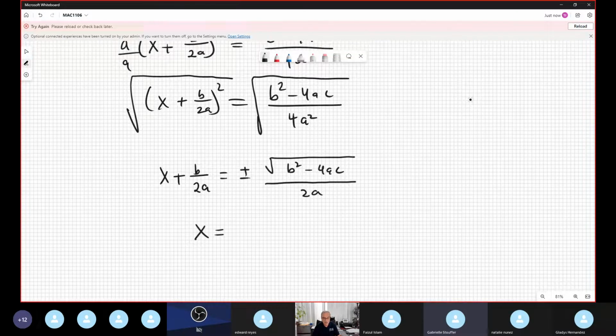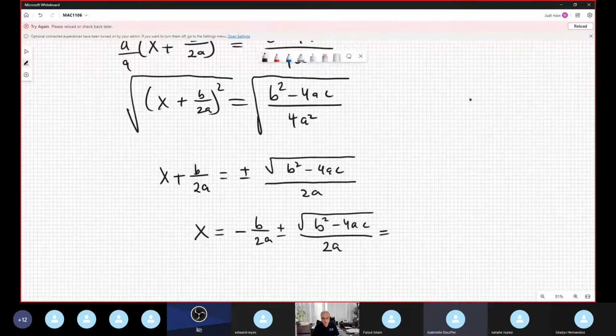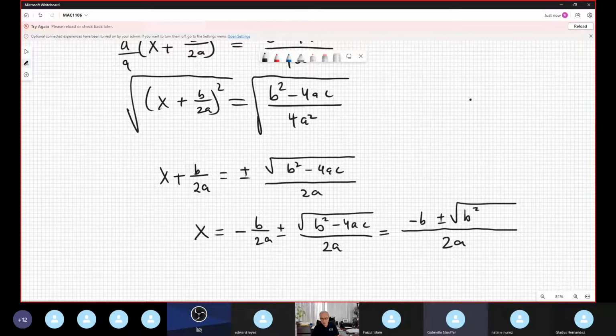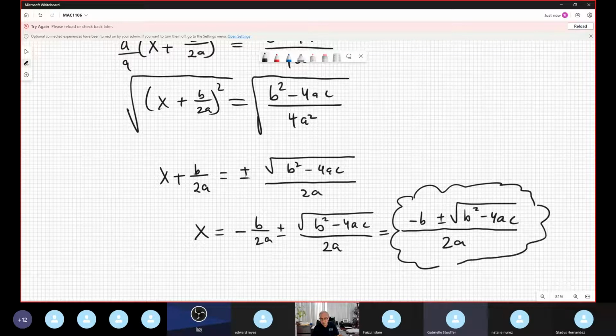I move b over 2a to the right: x equals minus b over 2a, plus or minus the square root of b squared minus 4ac, divided by 2a. And we don't necessarily write it like that. You have the same denominator, 2a, so you put it together: minus b, plus or minus the square root of b squared minus 4ac, all over 2a. And this is the famous quadratic formula that allows us to solve a quadratic equation. Quadratic formula.